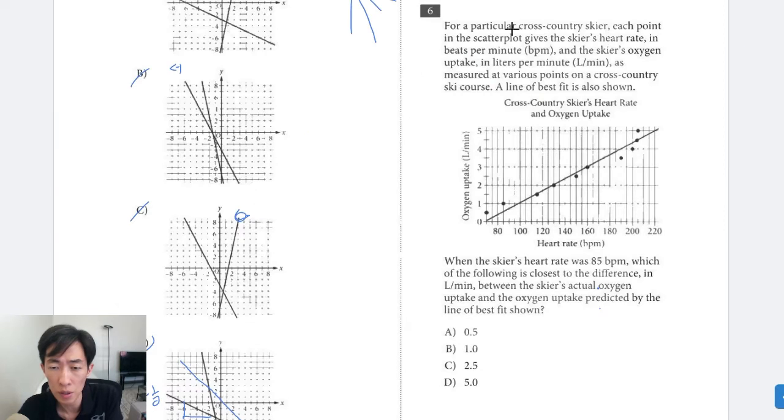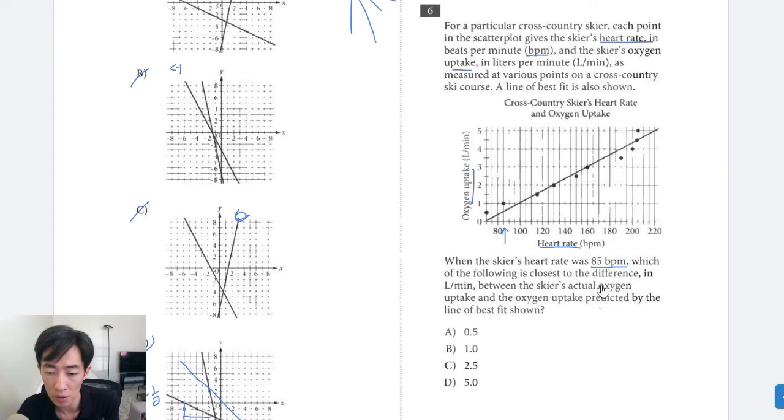Question 6. For a particular cross-country skier, each point in the scatter plot gives the skier's heart rate in beats per minute and the skier's oxygen uptake in liters per minute as measured at various points on a cross-country ski course. A line of best fit is shown. So we got heart rate down here, oxygen uptake up here, direct relationship. When the skier's heart rate was 85 beats per minute, so where is that? 90 is over here because it's between 80 and 100, so this is 85.